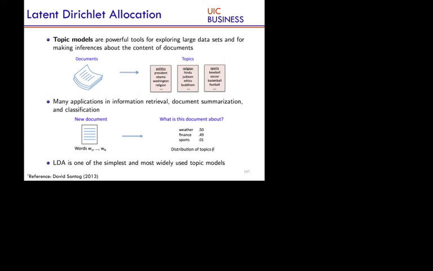So what are topic models? Topic models are tools for exploring large data sets, which are essentially text data sets. So you have documents, and you want to break those documents into topics. Topics can be, for example, politics, religion, sports, and so on. One application is that you have a new document, which is basically a sequence of words, and then you can ask, what is this document about? That's the inference problem. So you have evidence, and you can ask what the inference is. Latent Dirichlet allocation is one of the simplest and most widely used topic models.